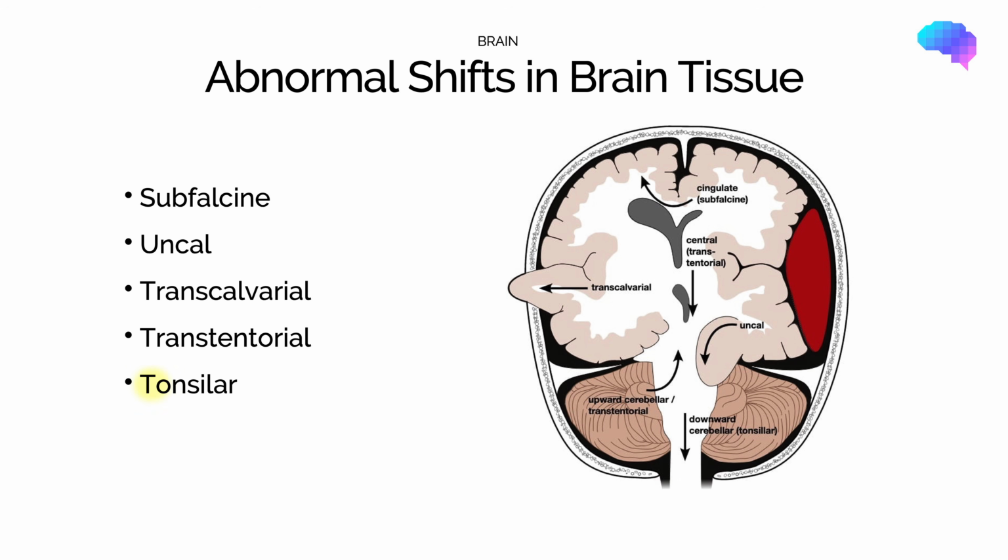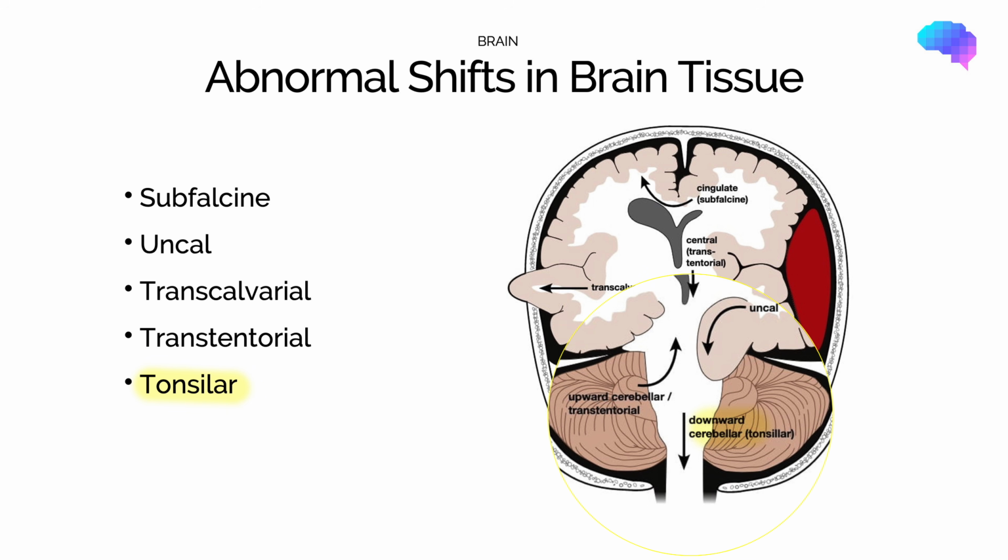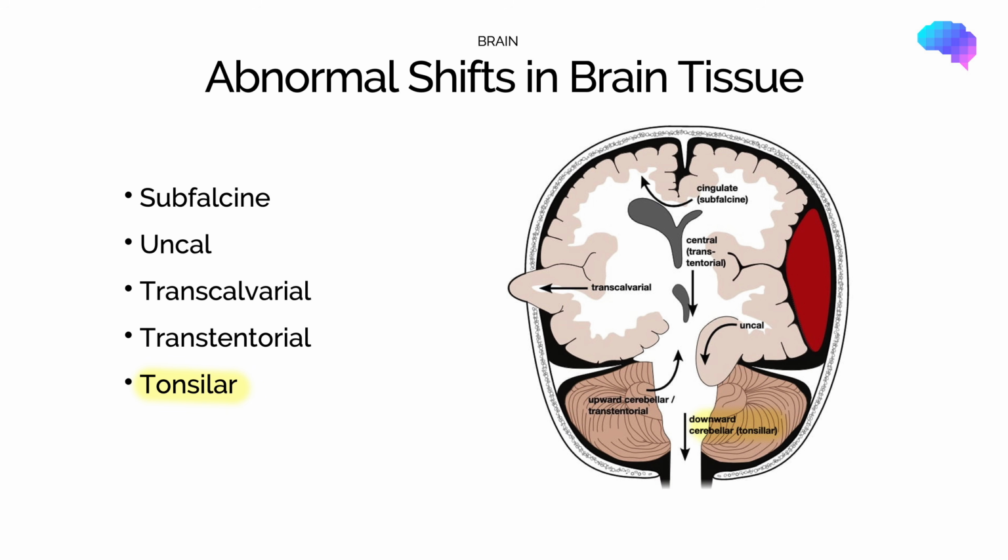Another type of herniation we can see on the image is tonsillar herniation, which is more commonly referred to as coning. And this is movement of the cerebellar tissue down through the foramen magnum. And this can be dangerous for a number of reasons, but mainly because the brainstem carries a lot of the respiratory centres for the brain. And so if you get significant compression of the cerebellum when it travels through the foramen magnum, this can cause an arrest in breathing.